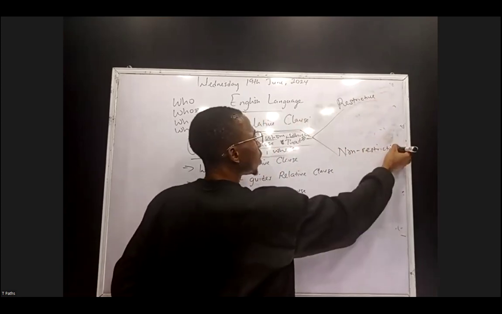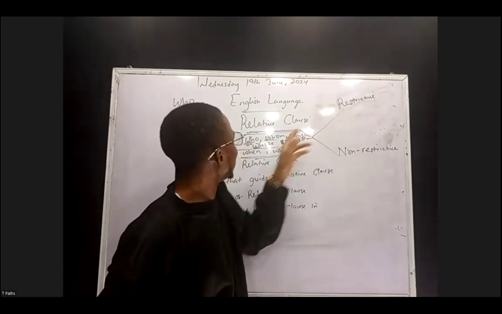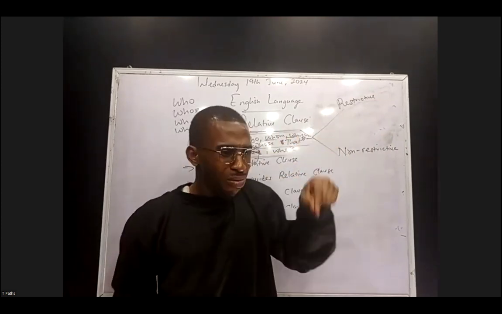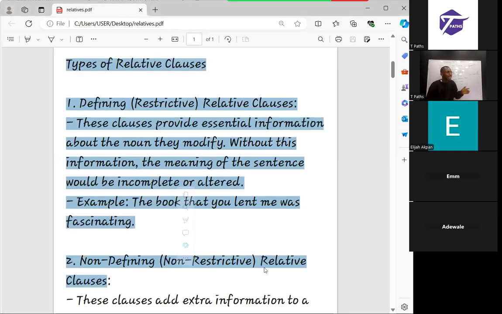Now, when the word restrictive is used, what does it mean? It means it is obligated. A restrictive relative clause means that particular relative clause is needed in the sentence. That is obligated. It is needed. It is part of the sentence. When it is removed from the sentence, the sentence becomes incomplete.